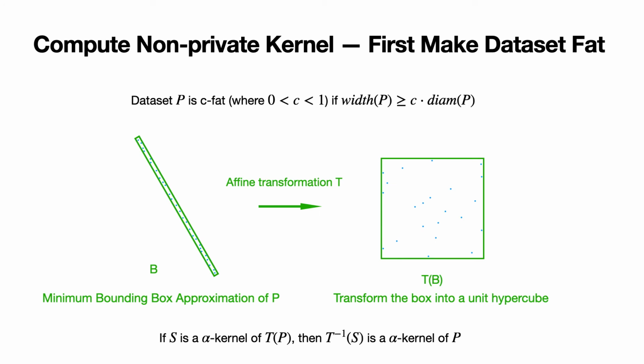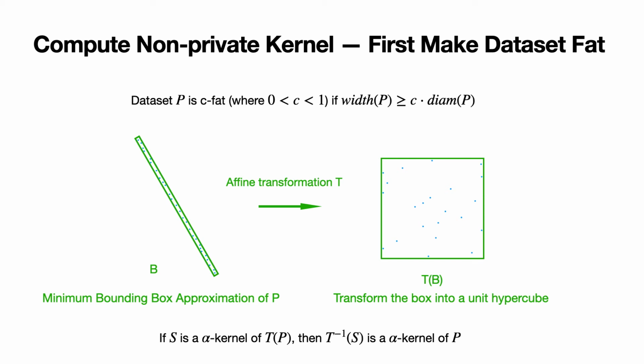Agarwal et al. proposed several simple and efficient non-private algorithms computing kernels of fat datasets. So, what is a fat dataset? A dataset is fat if its width is proportional to its diameter. As shown in the left figure, the dataset composed of those blue data points is not fat, since its width is too small compared to its diameter.